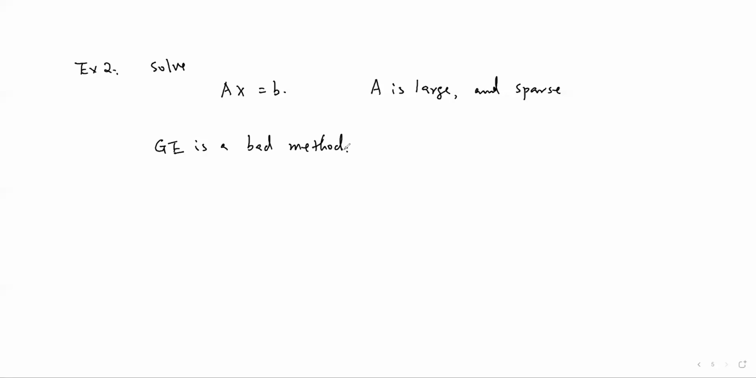Why? Take a look at how Gaussian elimination works. Two steps. Step 1, perform LU factorization, where L is a lower triangular matrix and U is an upper triangular matrix.